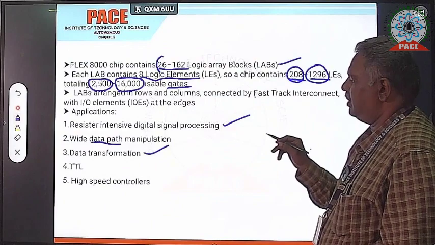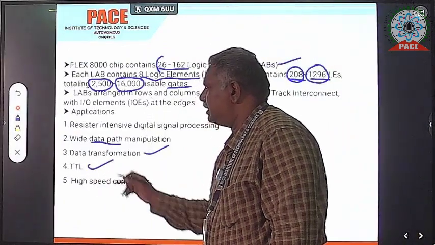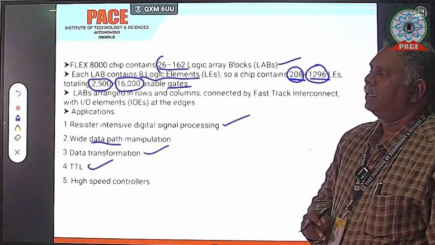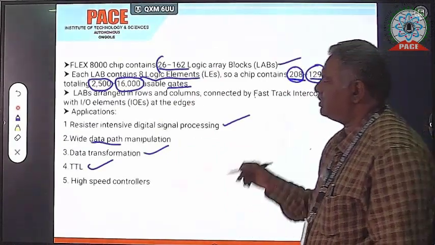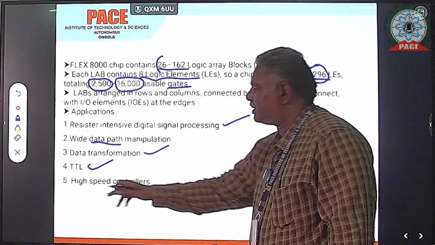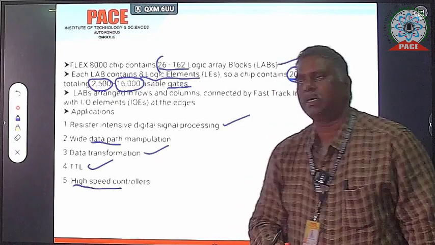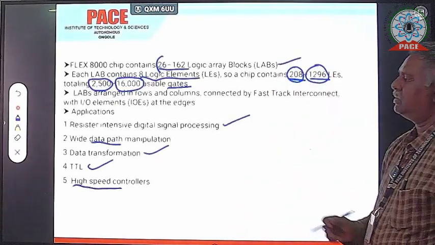And the fourth application is TTL, transistor logic. In this logic also we are going to use the 8000 FPGA. What is the advantage of this? The advantage is high speed. In high speed controllers we are going to use these 8000 FPGAs.